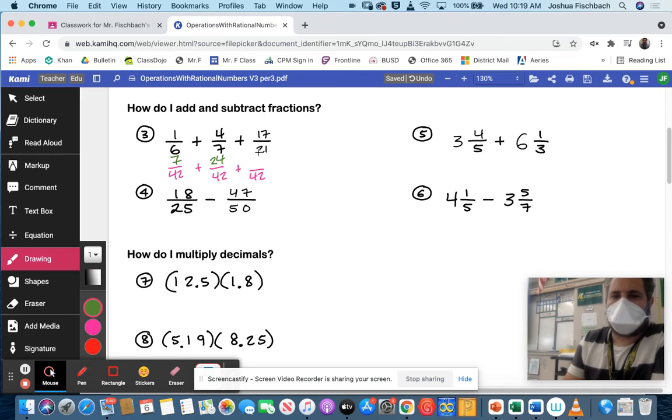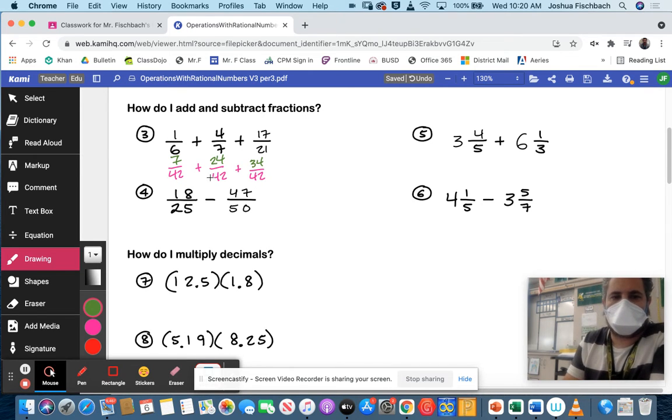But what do I multiply 21 by to get 42? Well, 21 times 2 is 42. So then 17 times 2 would be my numerator. 17 times 2 is 34. Hence, 17 21sts is the same ratio as, or equivalent ratio to, 34 42nds.